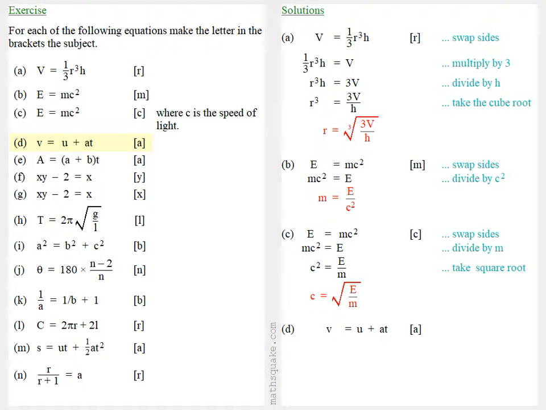In question D, we're asked to make a the subject of v equals u plus at. So as usual, we swap sides. u plus at equals v. Subtract u from both sides, and that gives us at equals v minus u. And to get a on its own, we'll divide by t. So a equals v minus u all over t.